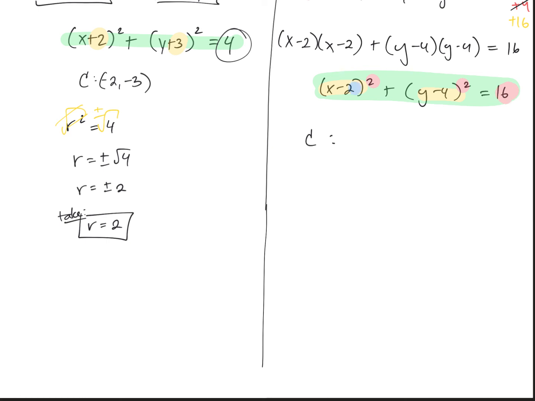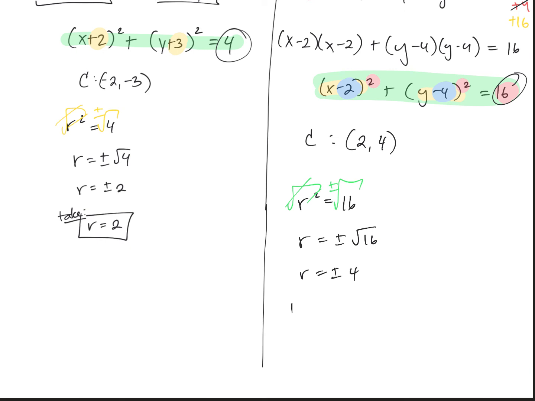So my center is going to be the opposite of negative 2 and negative 4. Opposite of negative 2 is 2. Opposite of negative 4 is 4. So my center is (2, 4), and my radius squared is going to be that number, so 16. Square root both sides, and we get that r equals plus or minus the square root of 16, so r is going to equal plus or minus 4. And since we have a circle and our radius should be positive, we'll take r equals 4.